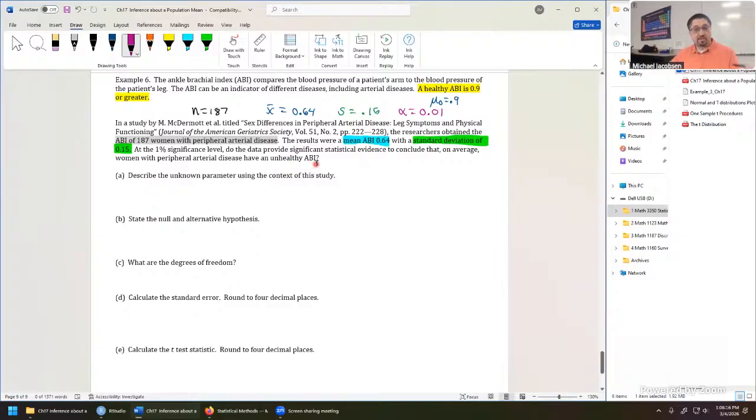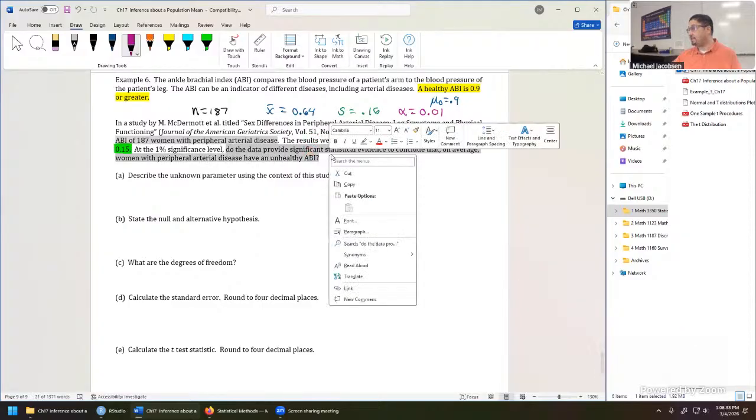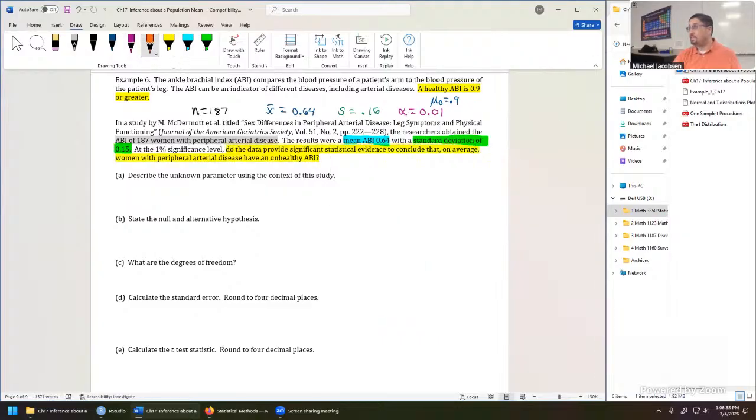And it's a question, so this is essentially our alternative hypothesis. When we go to set up our hypotheses, we're being asked, at that 1% significance level, do the data provide significant statistical evidence to conclude that, on average, women with peripheral arterial disease have an unhealthy ABI? So this entire statement right here, that's essentially the alternative hypothesis, HA. We must write it in terms of the parameter and in terms of the hypothesized value, the 0.9 as well. But this gets us started, just analyzing the context.